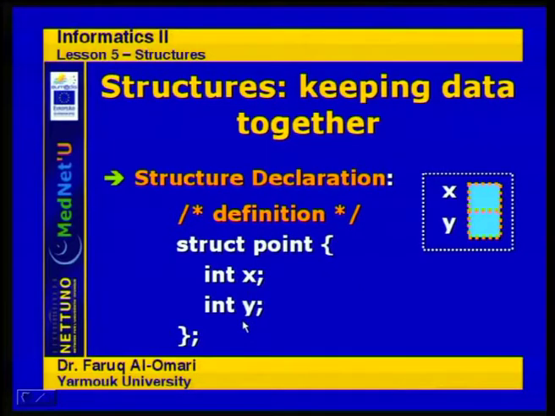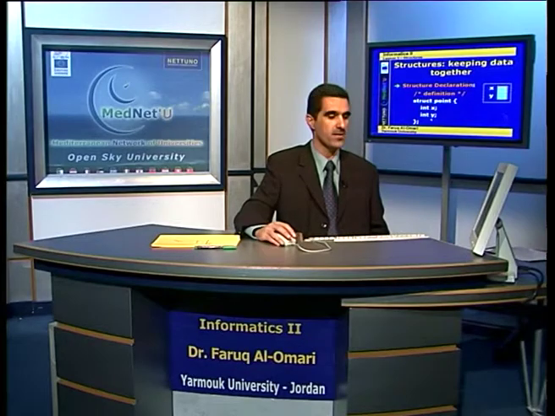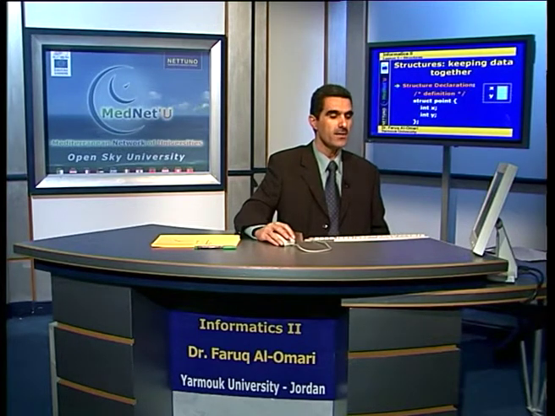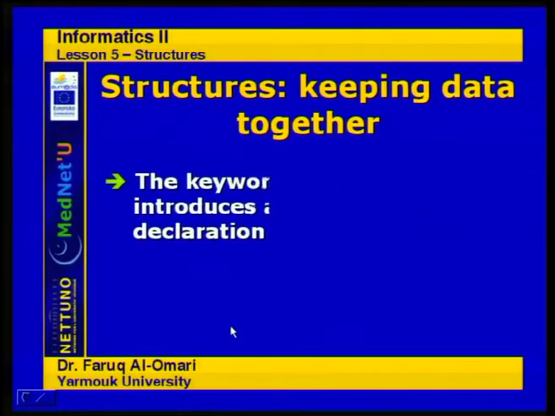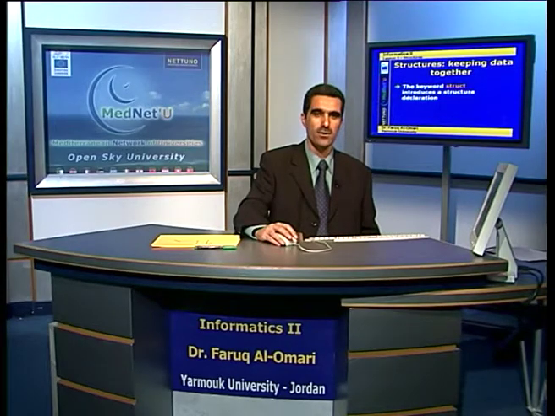So this is basically the definition or the declaration statement of a structure. This is a reserved word, and this is the name, and in between the braces, you have all members of your structure. So again, the struct is a keyword, a reserved word in C that introduces the structure declaration. This is the first thing we write to declare or to define a structure.